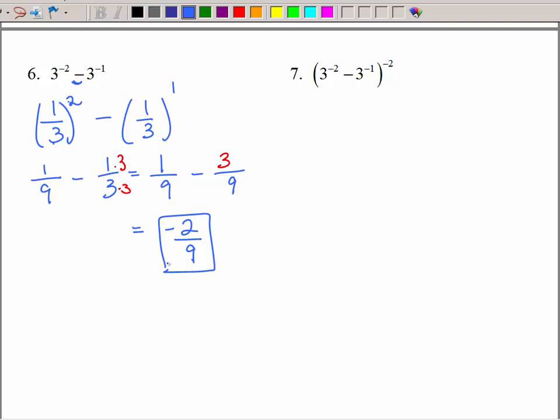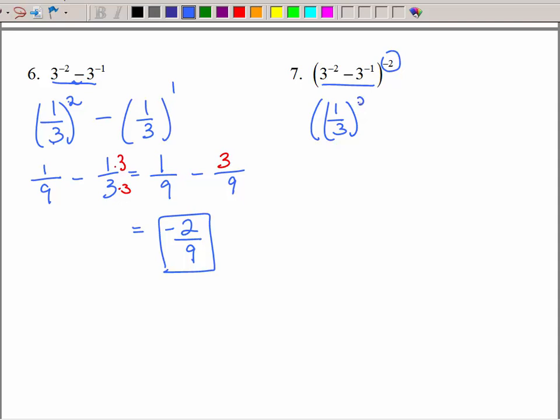Now look at number 7. Notice it's problem number 6 on the inside of the parentheses raised to the negative 2. But let's say you hadn't done problem number 6. What would you have to do? Work inside out. There again, you cannot do anything with those exponents except follow the parentheses. So as I follow the parentheses, I would do exactly what I did on number 6.